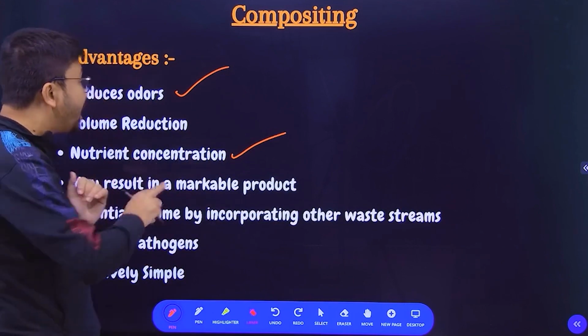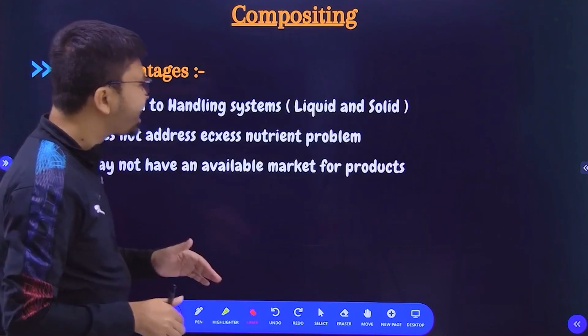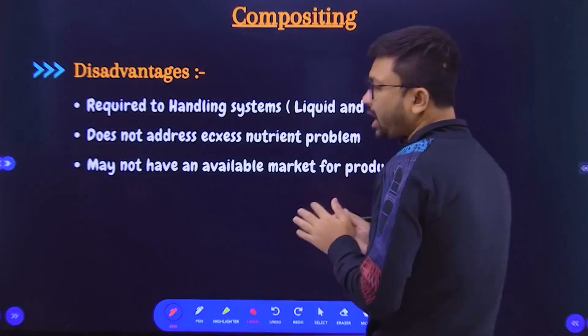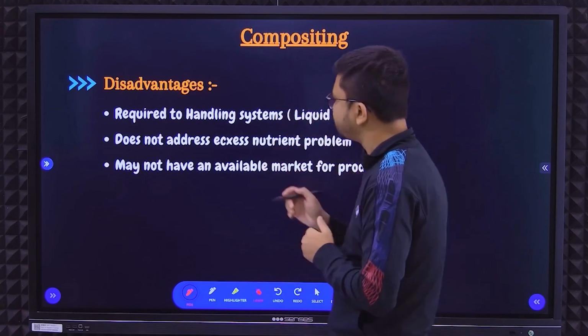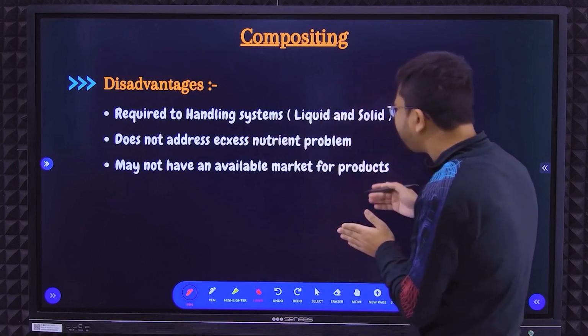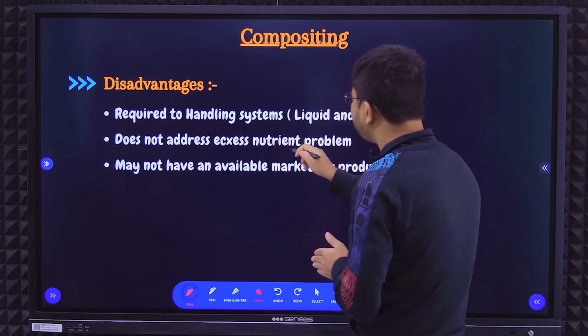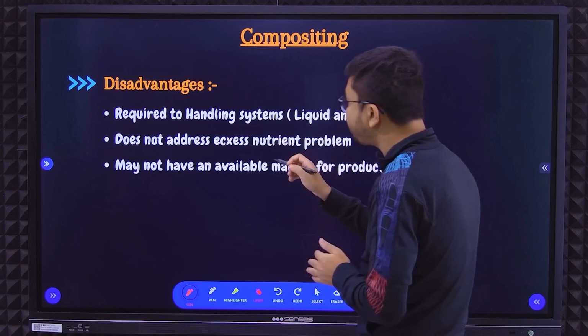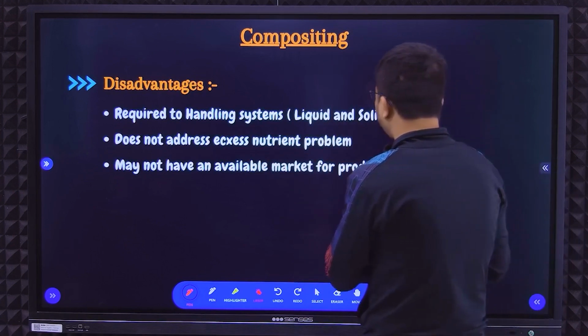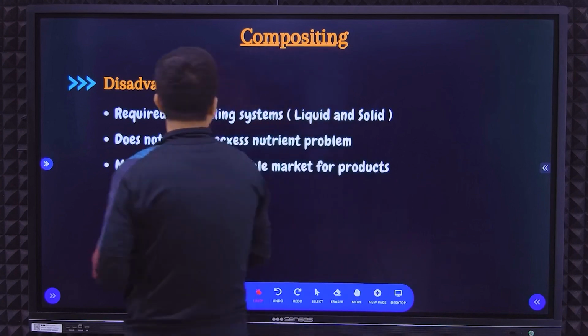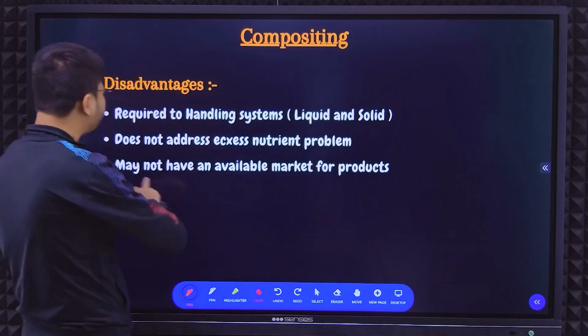Now what are the disadvantages of composting? It takes time, right? The microorganisms take time. It is a little bit slow process, requires a systematic process, does not address excess nutrient problems, and may not have an available market for the products, right? So those are the problems of composting. Basically, it is very slow.